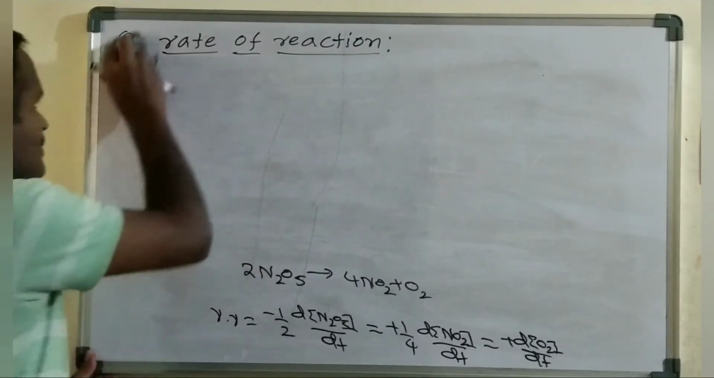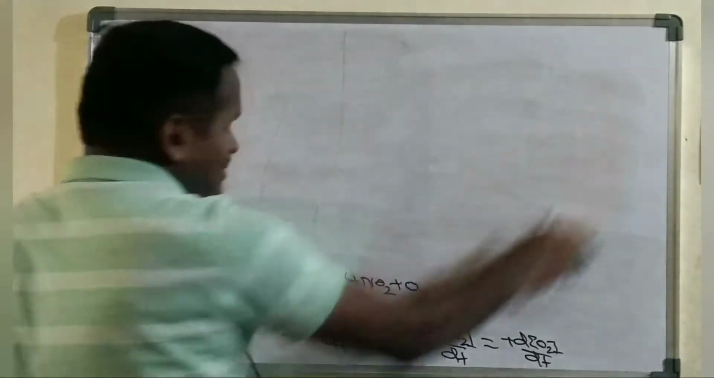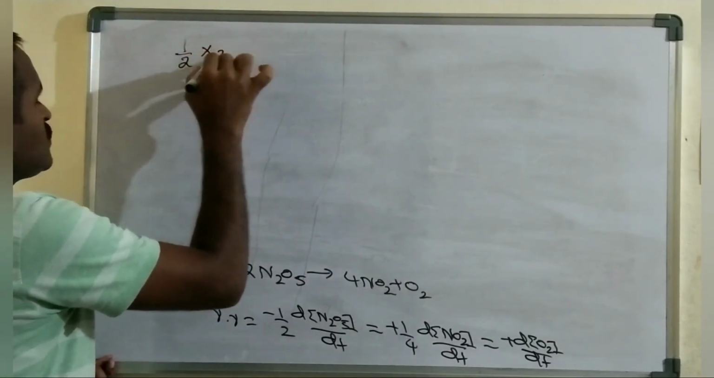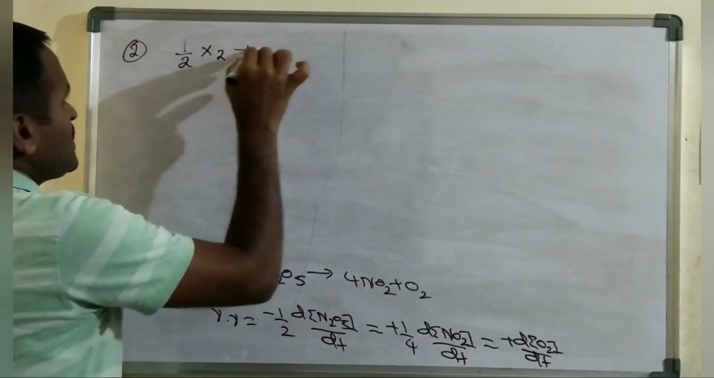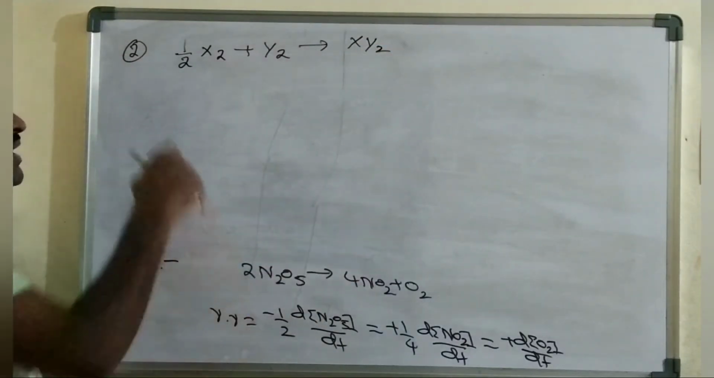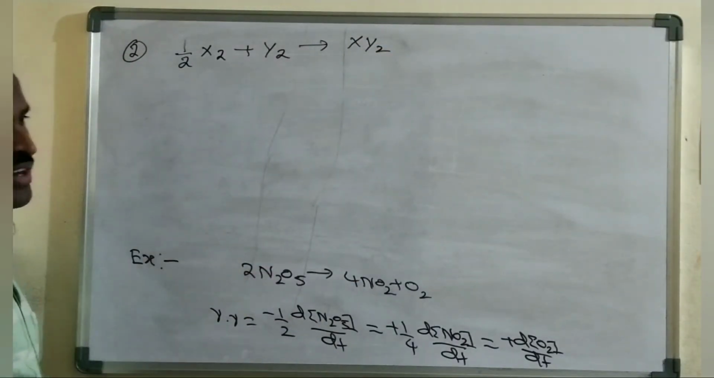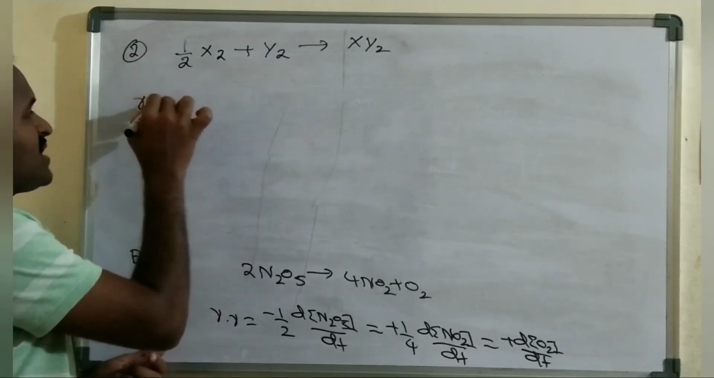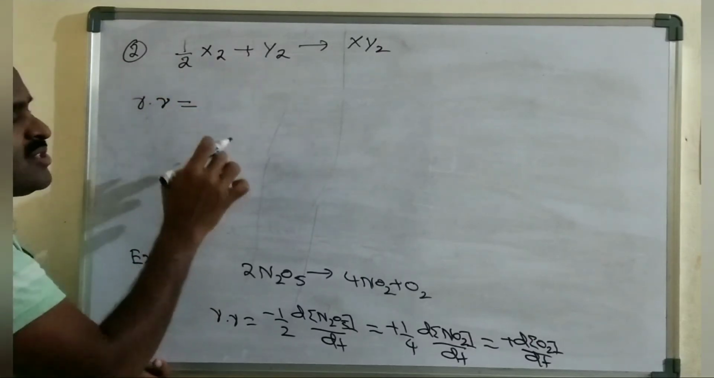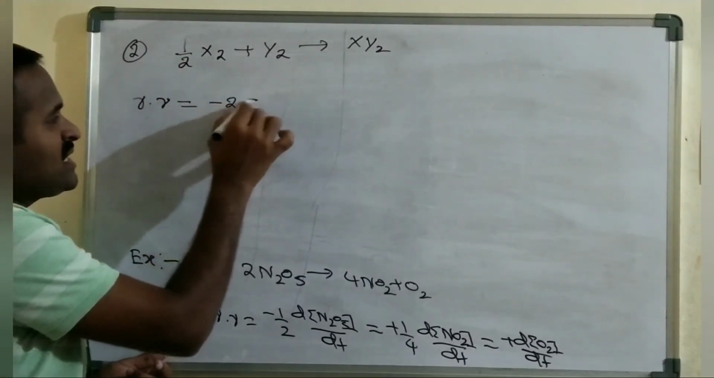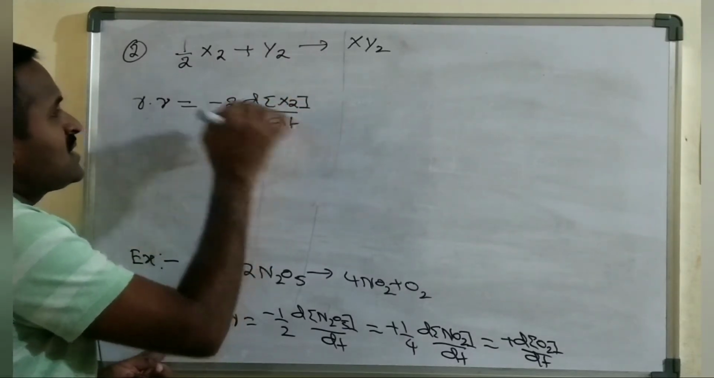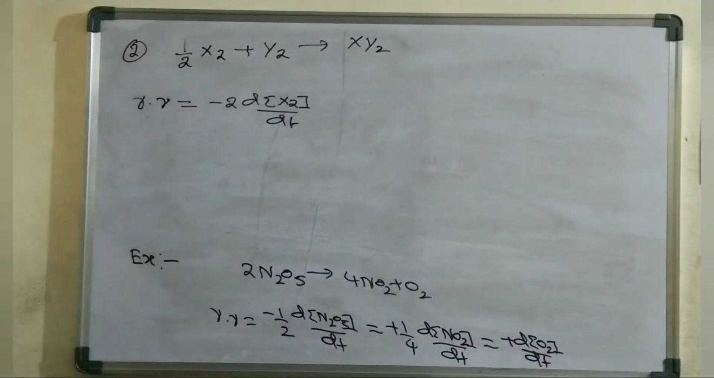Suppose I take 1 by 2 of X2, another example. So plus Y2 gives rise to XY2. Here the stoichiometric coefficient is already given as 1 by 2. That means when we write the differential rate law, the rate of reaction is equal to 1 by 1 by 2, which we write directly as minus 2 times d of X2 divided by dt.